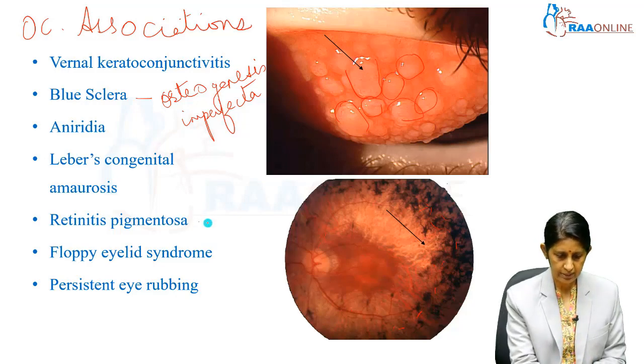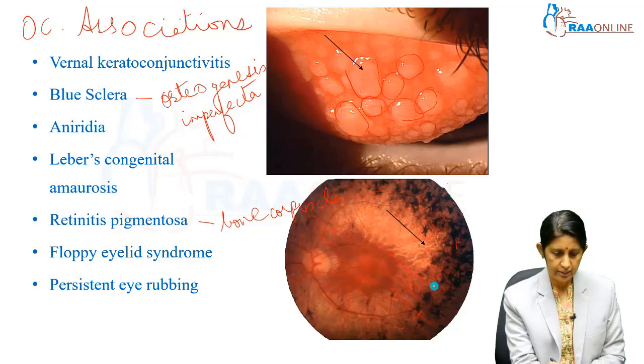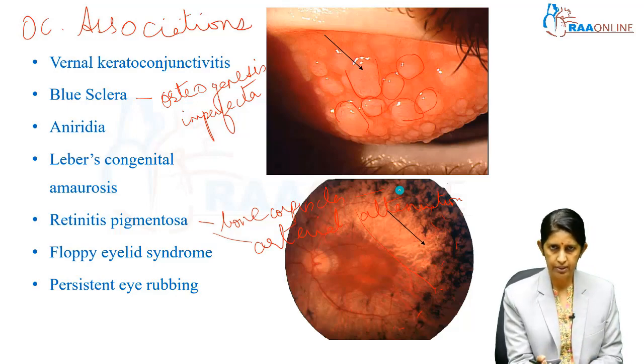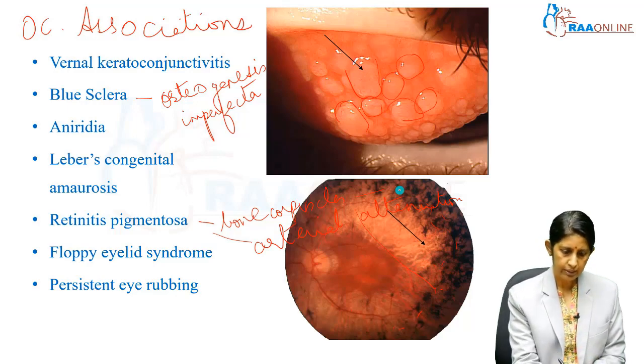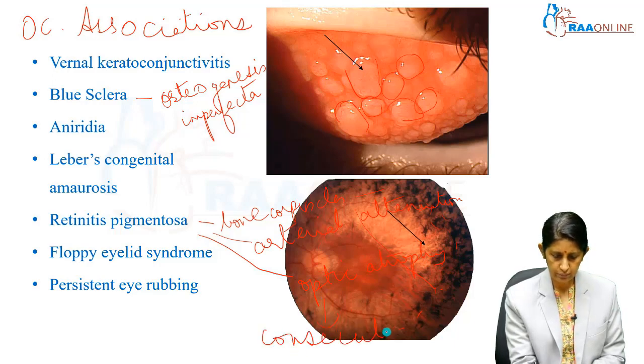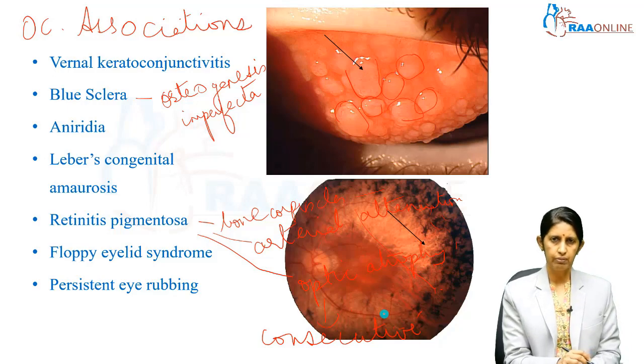So retinitis pigmentosa is characterized by a triad of three things. One is the bony spicules, or bone corpuscles, as they are called. That's what you're seeing in this picture. All these are bone corpuscles. Then the second one is arterial attenuation, which means thin, thread-like arteries. It is not visible even in this patient. And the third thing that occurs is optic atrophy. Optic atrophy in patients with retinitis pigmentosa has a typical name, which is called consecutive optic atrophy.